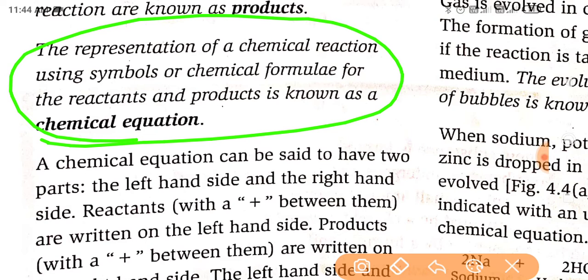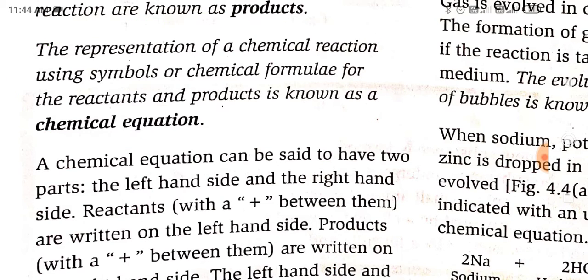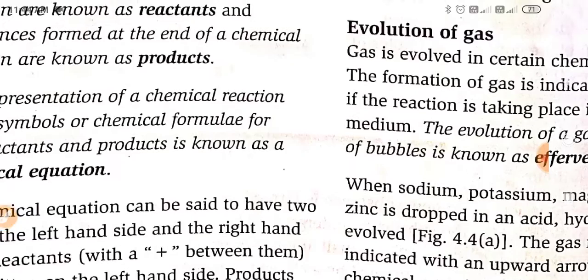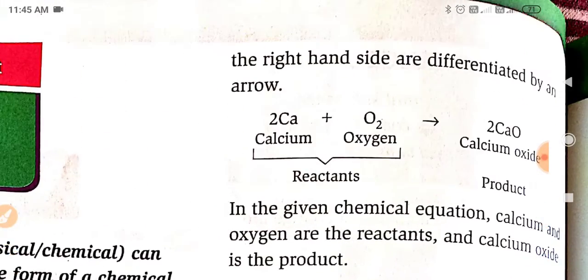Sorry, chemical equation. About chemical equations you already learned in the previous classes. A chemical equation can be said to have two parts, the left hand side and the right hand side. If you remember, you already know it. Reactants with a plus between them are written on the left side, and products with a plus between them are written on the right hand side. The left hand side and the right hand side are differentiated by an arrow.